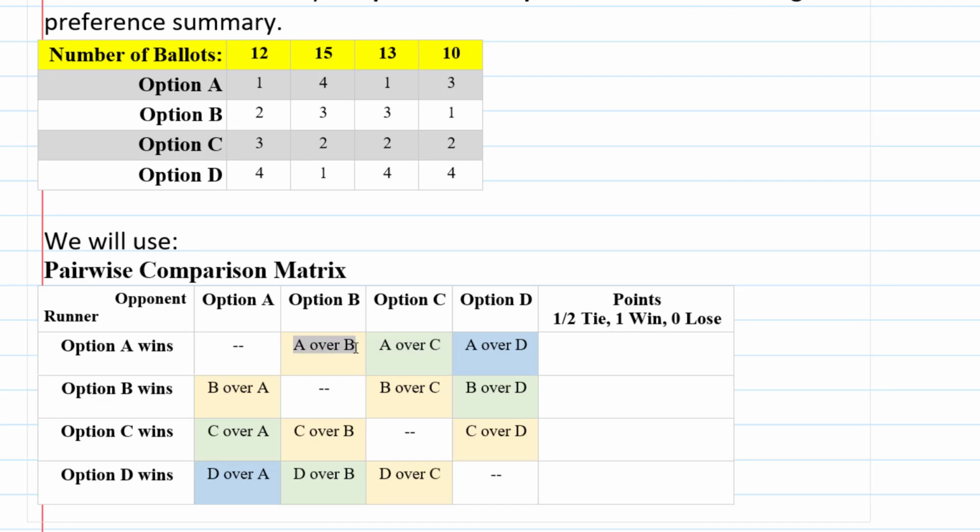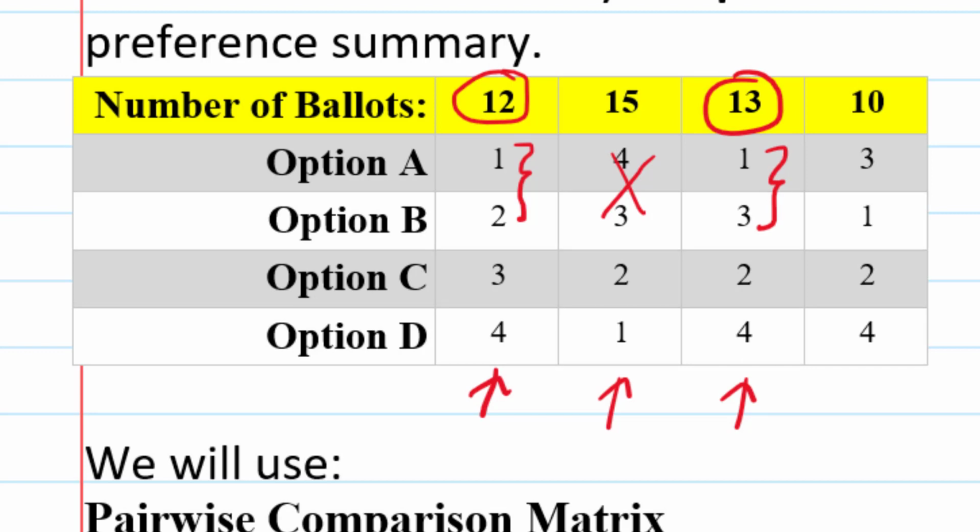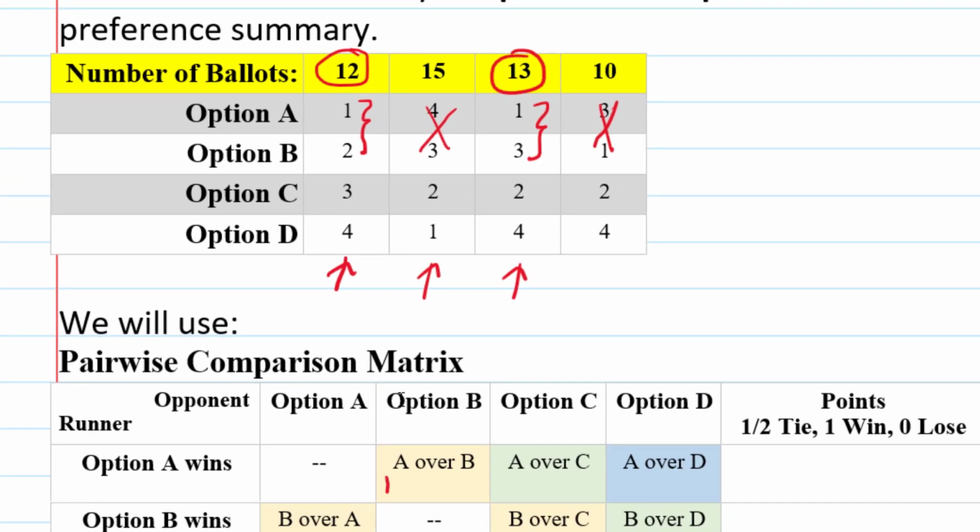So I'm going to start with A over B. That's when A wins and option B loses to A. So you're going to go up to your preference summary and look at each one of the ballot variations. We have 4 different ballot variations here. In the first ballot variation, A is ranked ahead of B, so A wins 12 times. In the second ballot variation, A is ranked 4th and B is ranked 3rd, so A does not win there. In the third ballot variation, A is ranked ahead of B, so A is going to get 13 votes there. And then in the fourth ballot variation, A is behind B. So A over B is going to consist of 12 plus 13 is 25 points. 25 different voters ranked A ahead of B.